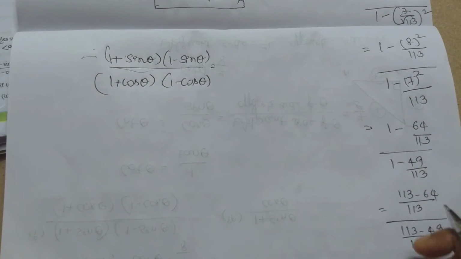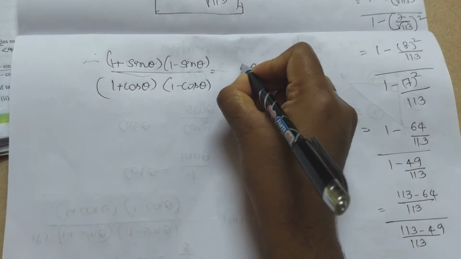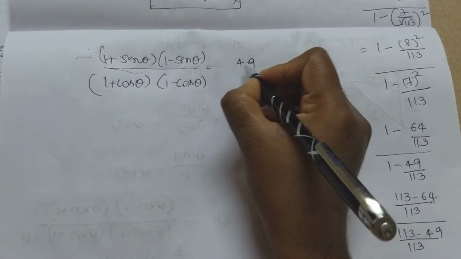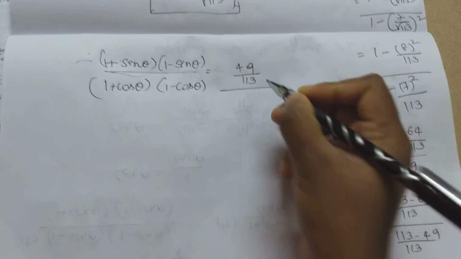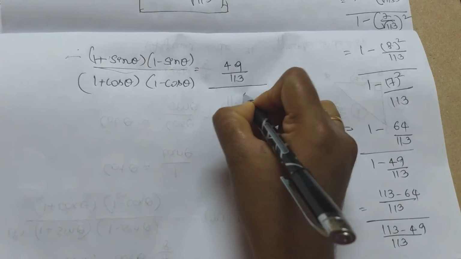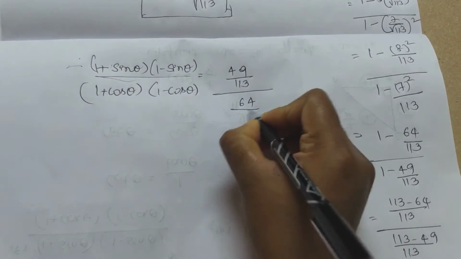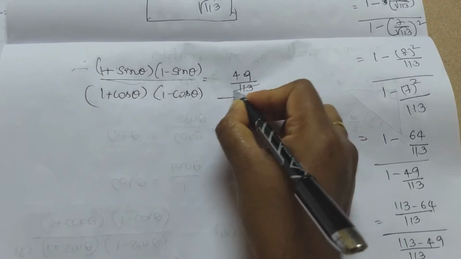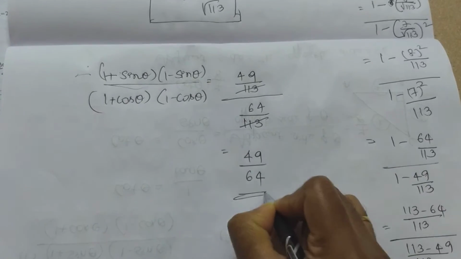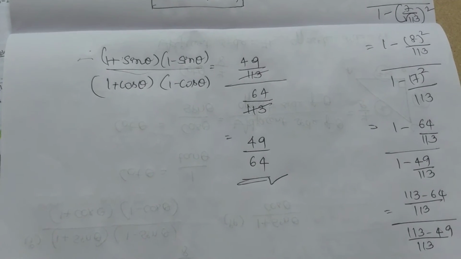113 minus 64, what can we write it as? 13 minus 4, it is 9, 10 minus 6, it is 4. Okay, so it is 113 minus 64, it is 49 by 113 divided by, so 113 minus 49, 13 minus 9, it is 4. In the place of 10 minus 4, it is 6. So 64 by 113. 113 will be cancelled off, we will be getting 49 by 64. So you got it as 49 by 64. So the answer for first sub question is 49 by 64.